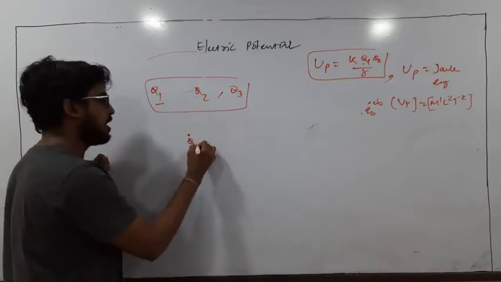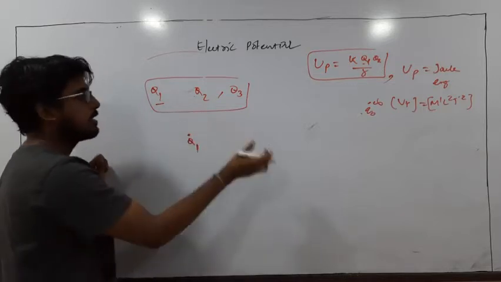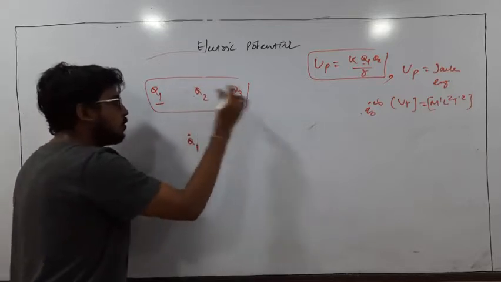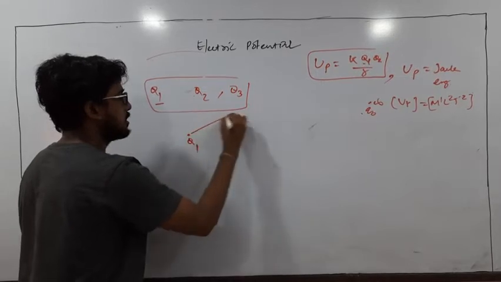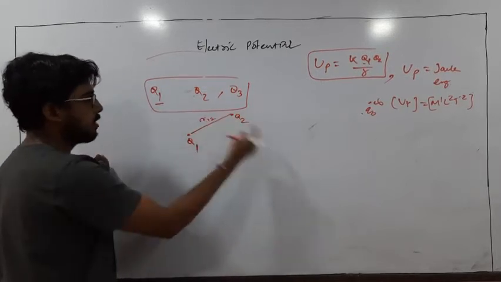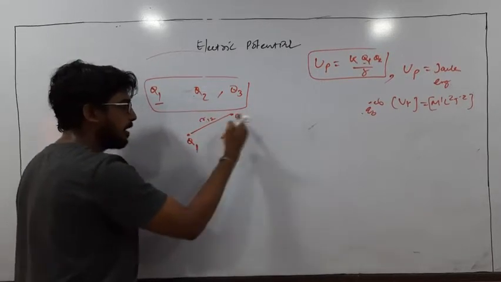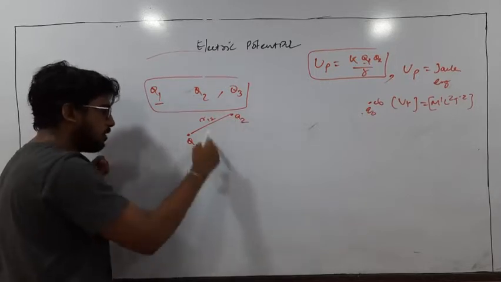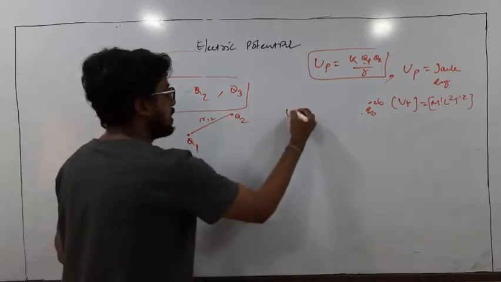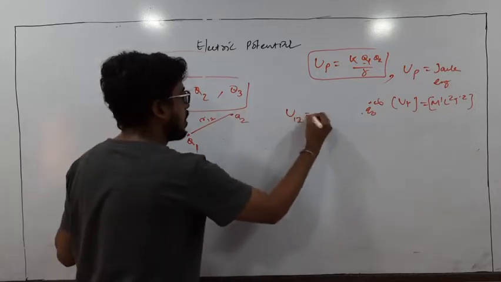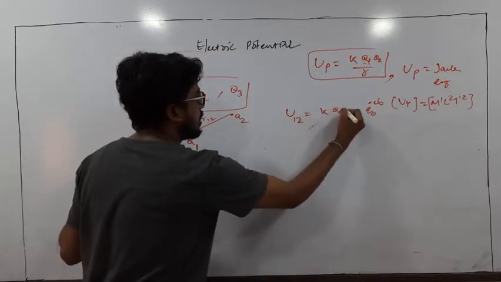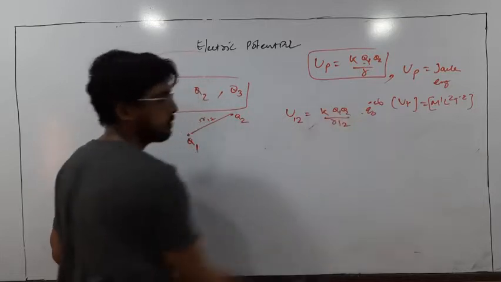So first, initially I place Q1, so zero work will be done. Then the work done of Q2 by placing it from infinity to a certain place, let the distance here be R12. The work done by placing Q2 from infinity to this place within the electric field of Q1 will be the potential energy for these two charges, which can be written as U12 will be K Q1 Q2 divided by R12.